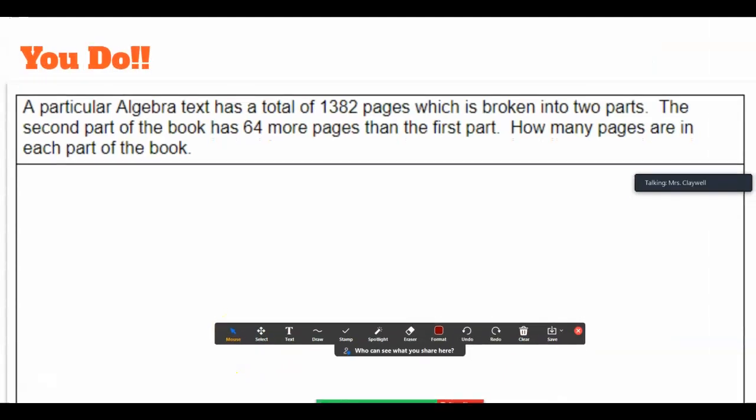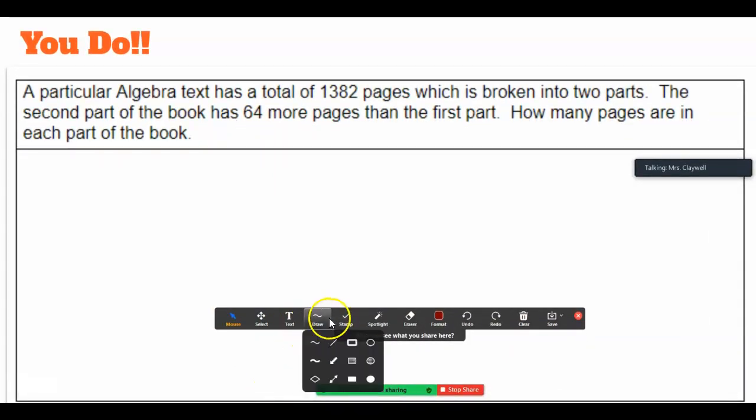Okay, I would like you guys to pause the video, do a you do. So I want you guys to try this one. Okay, if you've finished it, I'm now going to go through it.